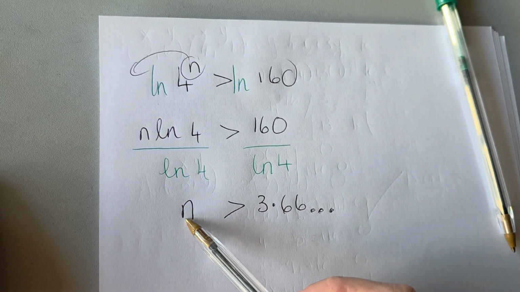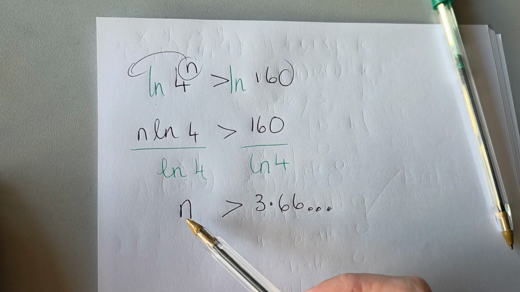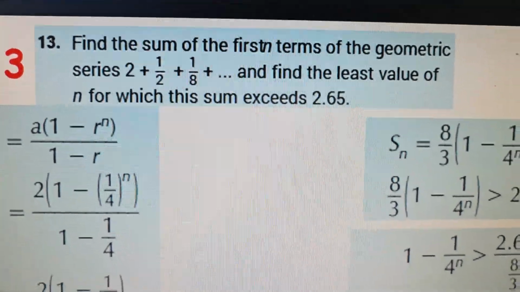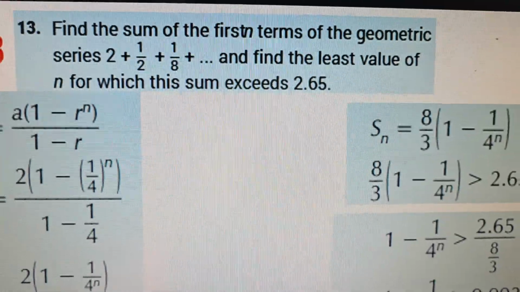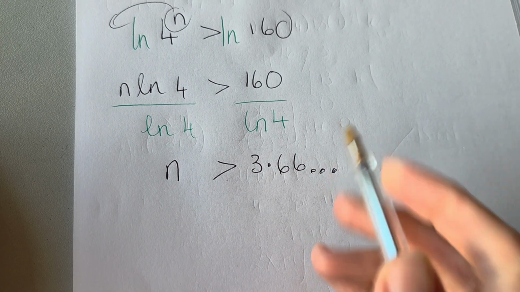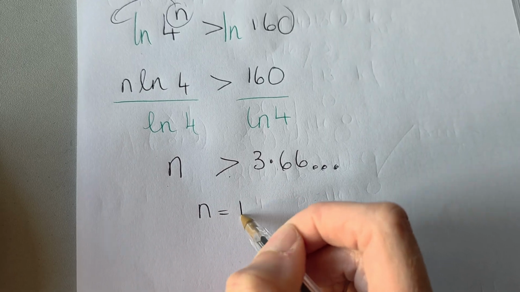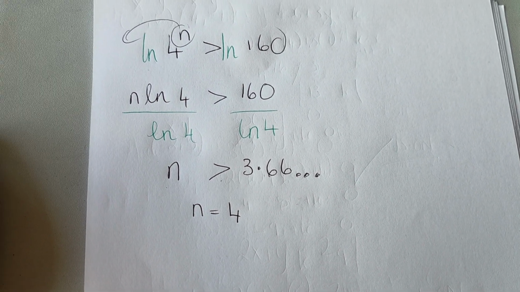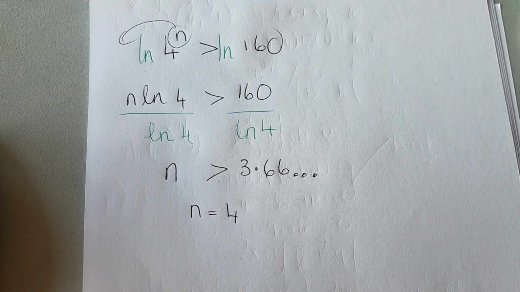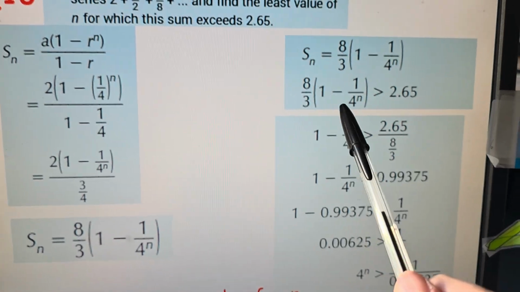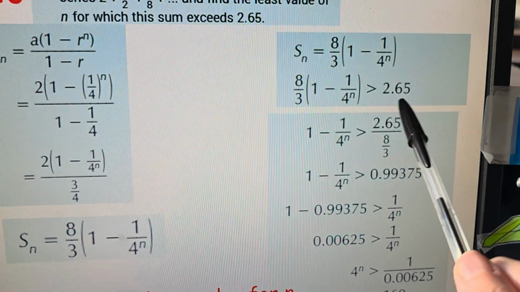Now remember, n represented a term number, and the question asked, what is the least value of n for which the sum would exceed 2.65? So I want the least value that n could possibly be. Well, if n has to be greater than 3.66, n would have to be 4. And that would be the least value that n could possibly be. And you can check if that's correct by subbing n equal to 4 back into your S of n formula to see does it work out to be a number greater than 2.65.